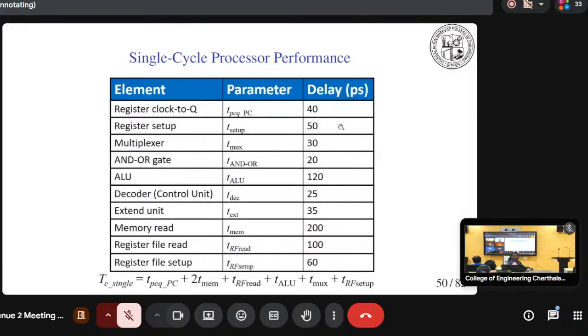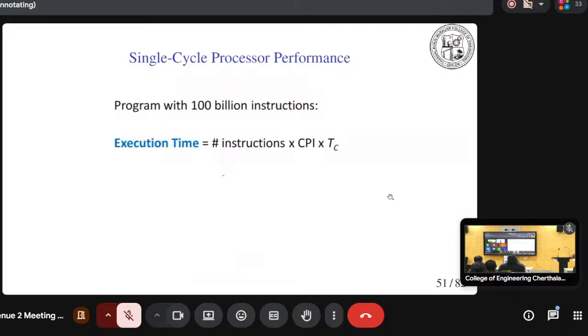So can you do an add operation here? So T program counter will be 40 plus T memory 200, so equal to 440. Then the register file read is 100, ALU is 120, memory is 200, and register file setup is 30. So the total delay here is 750 picoseconds.